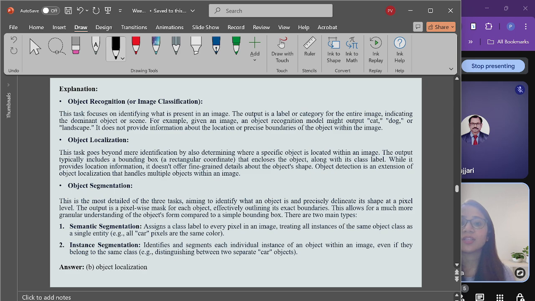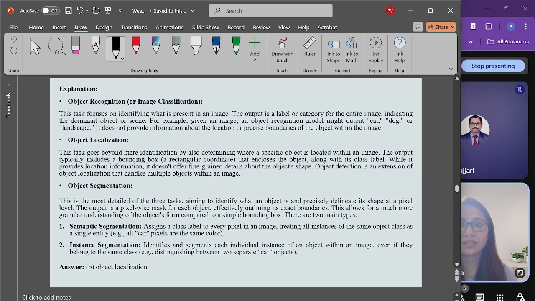Here, object recognition is also known as image classification. In any image you are given, you just recognize this is a lady, this is a car, and this other thing. In object recognition, the task focuses on identifying what is present in an image, not their location. It is not describing where the object is in the image. There are multiple objects there.